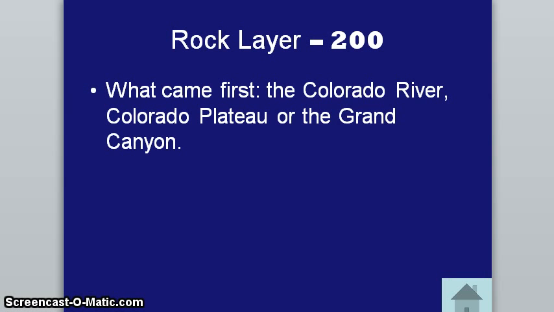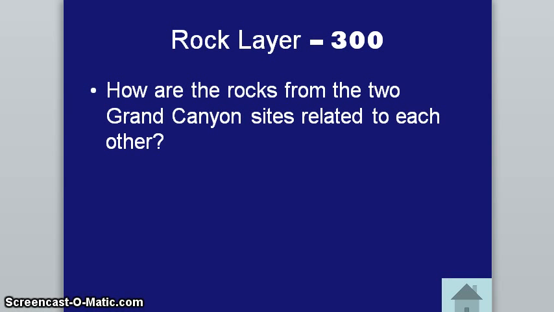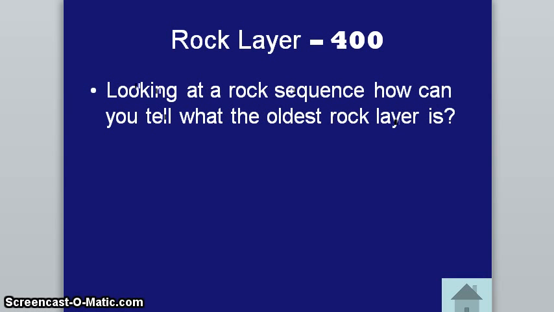How are the rocks from two Grand Canyon sites related to each other? The definition of a layer explains that the rock layers are huge and extend over very, very large areas, in some cases multiple states even, and that's why we would see rock layers at different parts of the Grand Canyon, because they are massive.